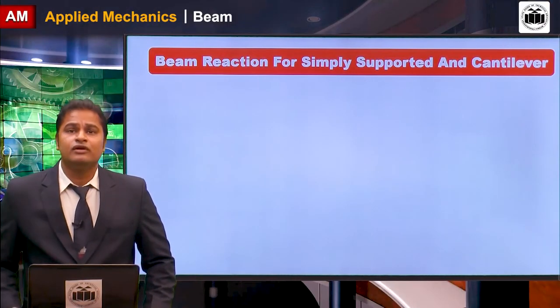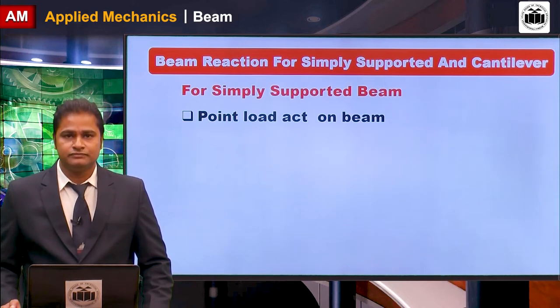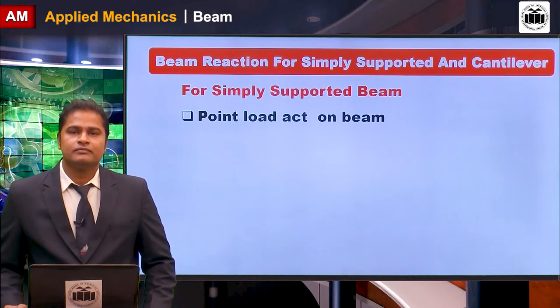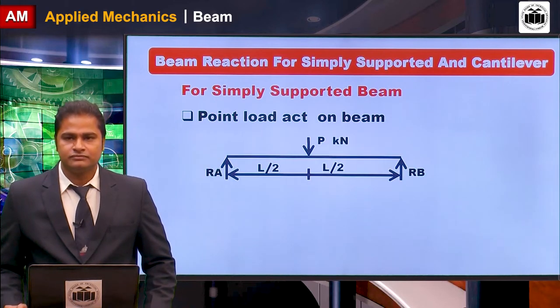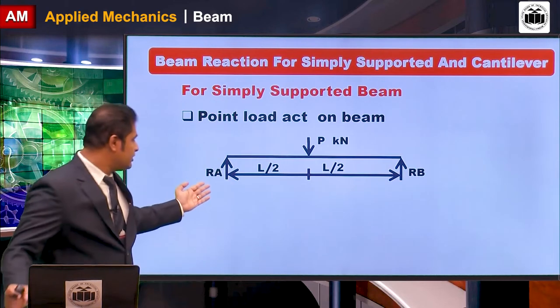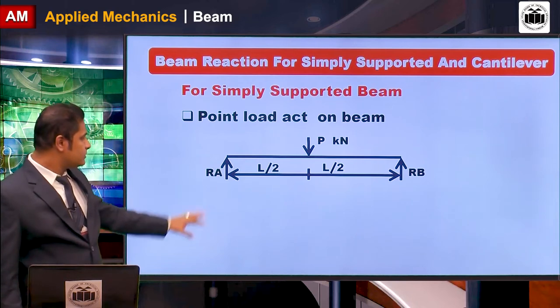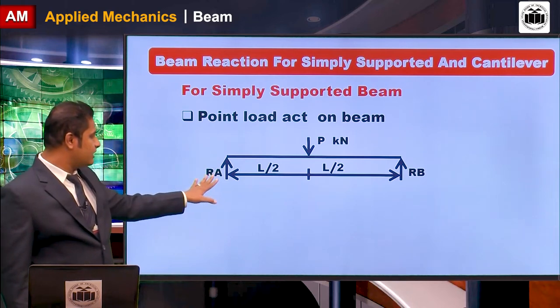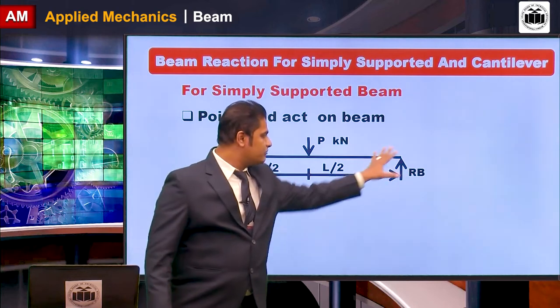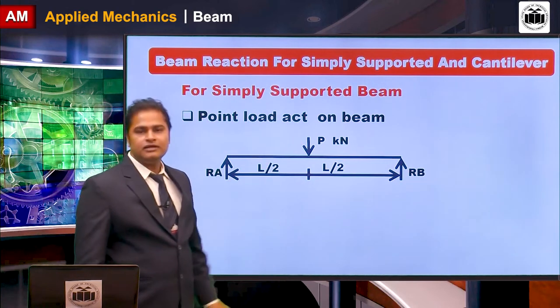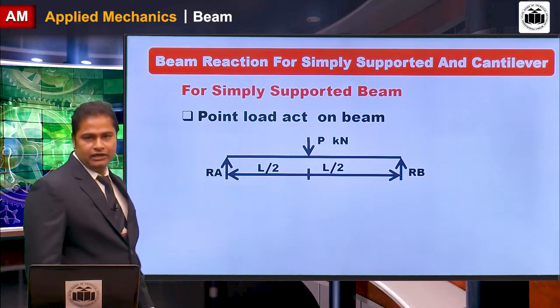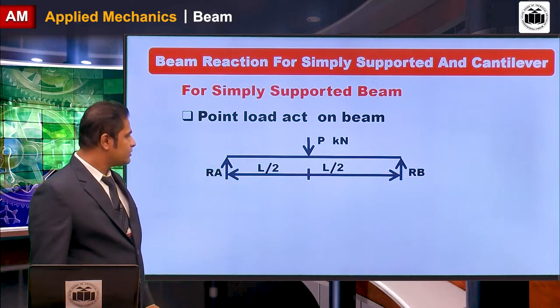Beam reactions for simply supported and cantilever beams. For a simply supported beam, case 1: a point load acts on the beam at the center. Suppose this is the figure of a simply supported beam. Here are the reactions RA and RB, and the vertical downward force is P. It acts exactly at the center of the beam.